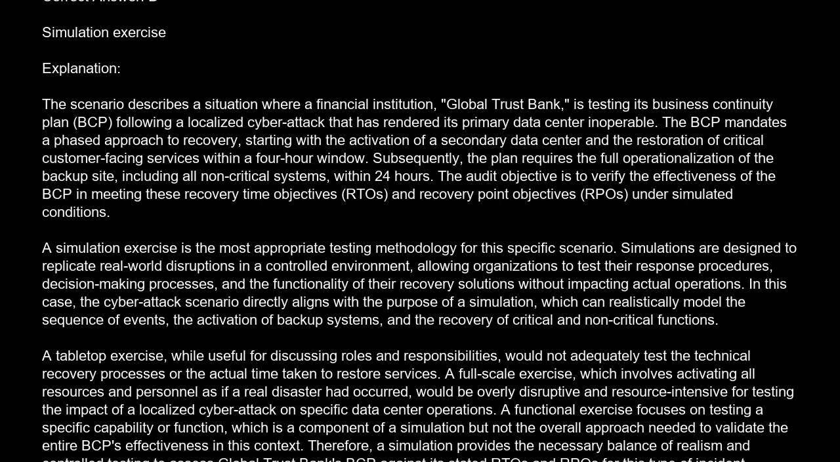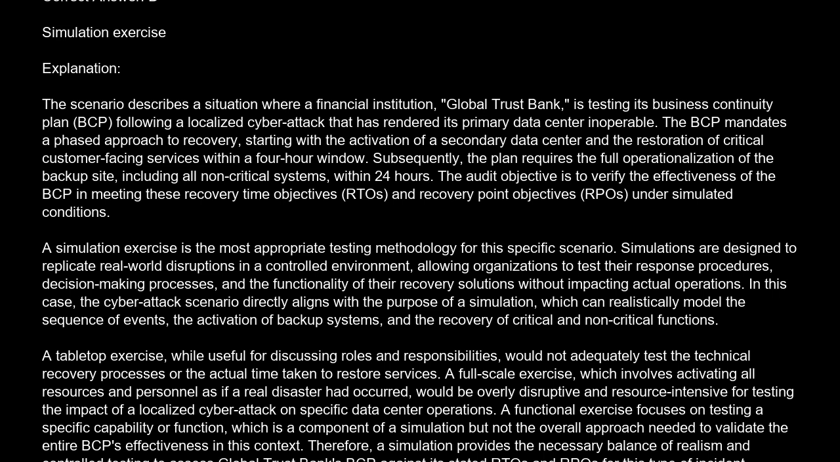The correct answer is D, simulation exercise. Explanation. The scenario describes a situation where a financial institution, Global Trust Bank, is testing its business continuity plan, BCP, following a localized cyber attack that has rendered its primary data center inoperable. The BCP mandates a phased approach to recovery, starting with the activation of a secondary data center and the restoration of critical customer-facing services within a 4-hour window. Subsequently, the plan requires the full operationalization of the backup site, including all non-critical systems, within 24 hours.